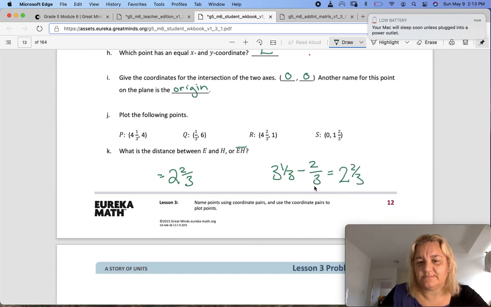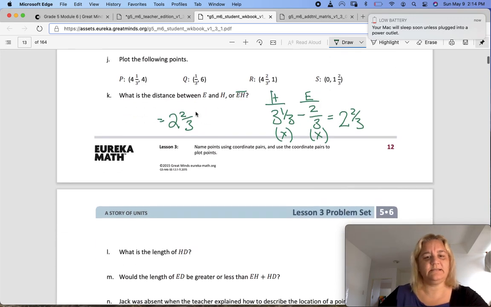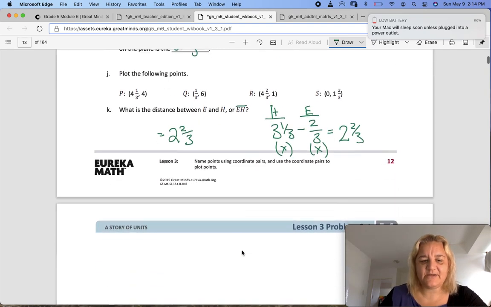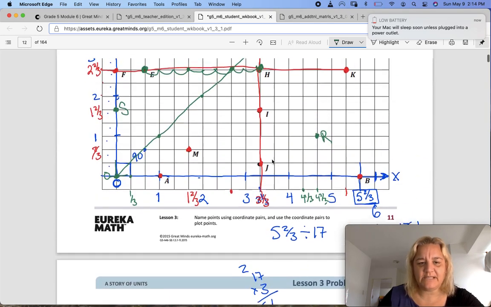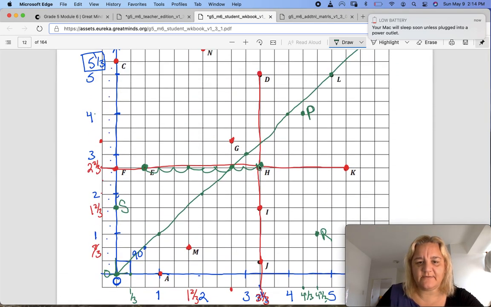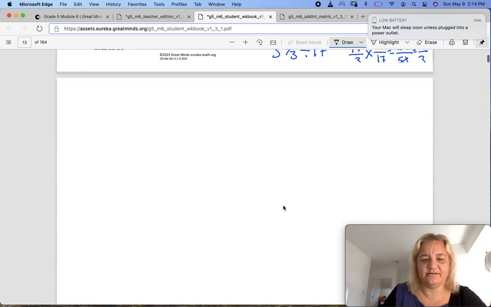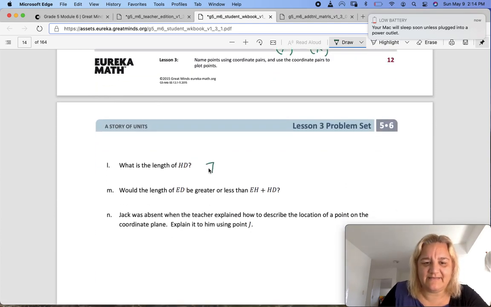And that would give me 2 and 2/3. Okay, so this is the x coordinate for E and that's the x coordinate for H. That was E and that one was H. All right, but I also just skip counted, it was fine. All right, so just this last little bit here. I better make it fast before my computer shuts down. What is the length of HD? HD is from here to here, but again, each of these is 1/3. So 1/3, 2/3, 3/3, 4/3, 5/3, 6/3, 7/3. Okay, so that's 7/3, or I could call that 2 and 1/3.